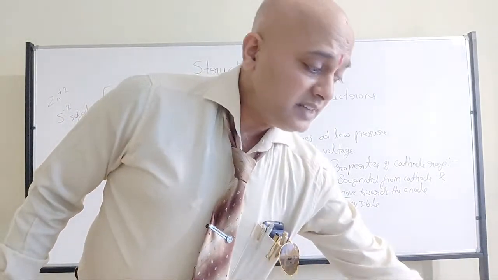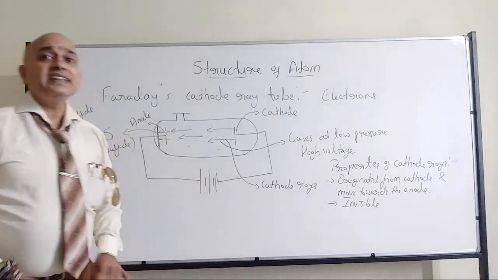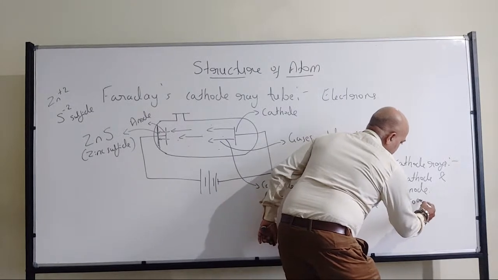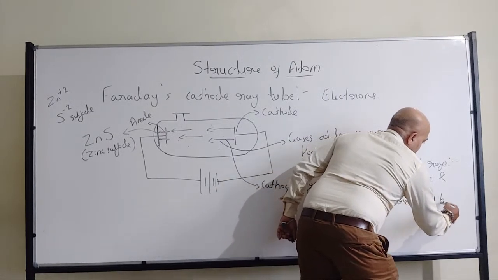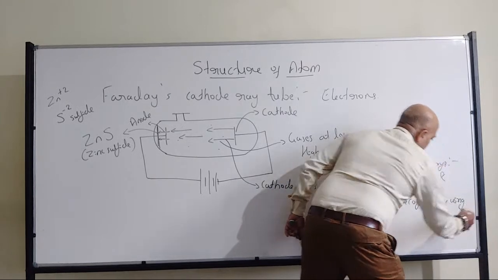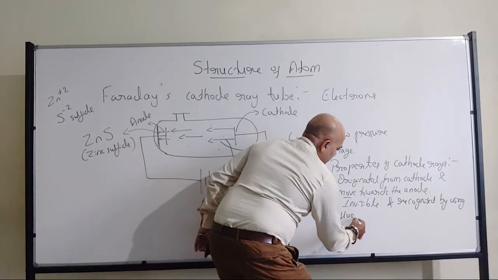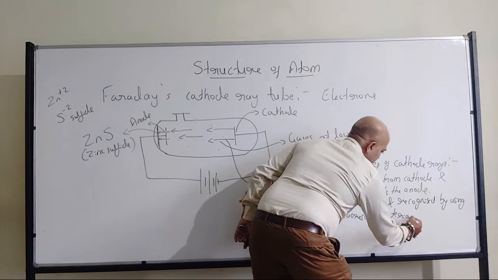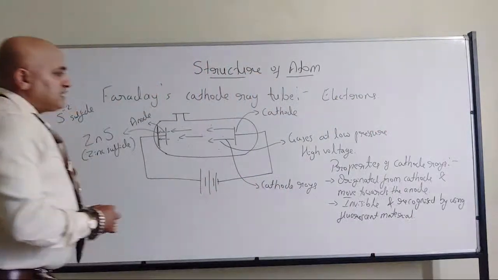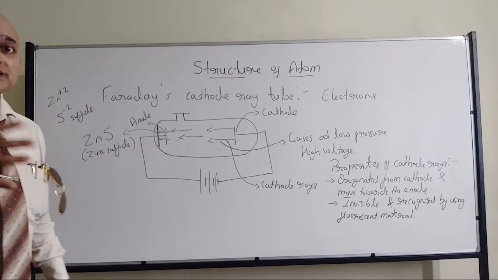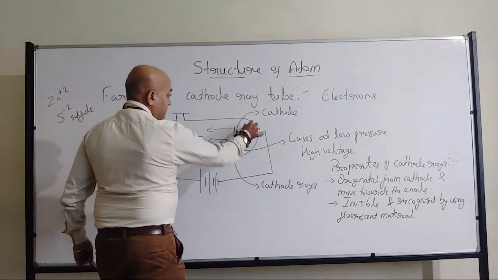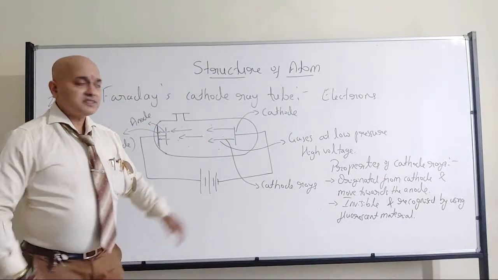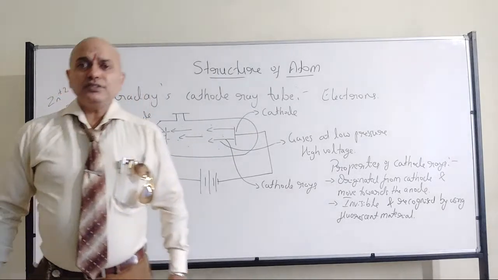So that is another property: by itself it is invisible, and it is recognized by using fluorescent material. On that basis they came to know that it was coming towards the anode. When they kept the fluorescent material after the cathode, they didn't observe anything.